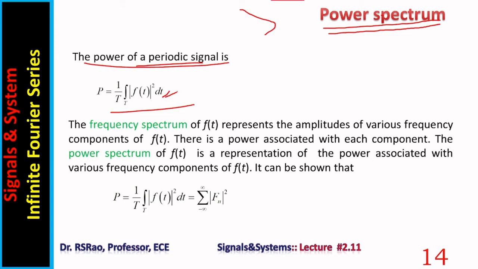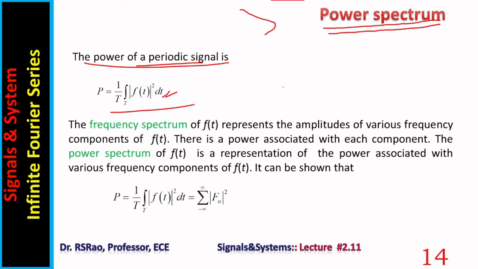Actually, this is a normalized power. Normalized means if you consider voltage waveform, for voltage, power is V square by R. R is resistance. When R is assumed to be 1, then power becomes simply V square.